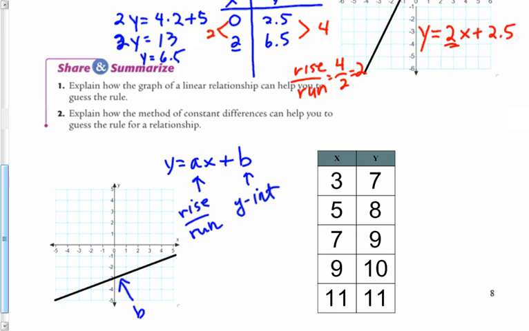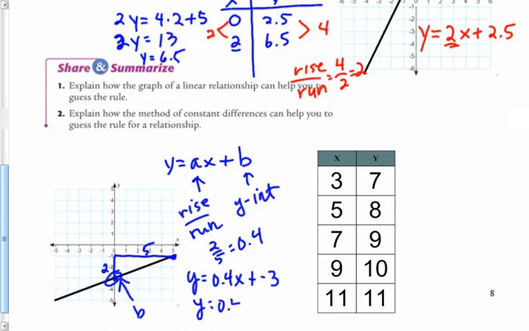So on this problem, there's a point there and a point there. My rise is 2, my run is 5. So my slope is 2 divided by 5. 2 divided by 5 equals 0.4. So 0.4x plus my y-intercept is right here, which is -3, or y equals 0.4x minus 3.